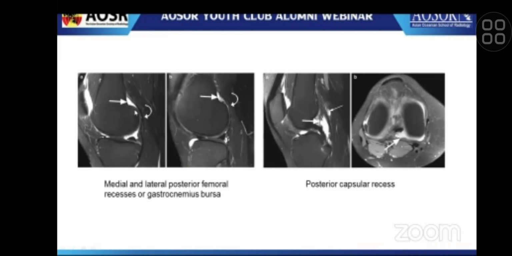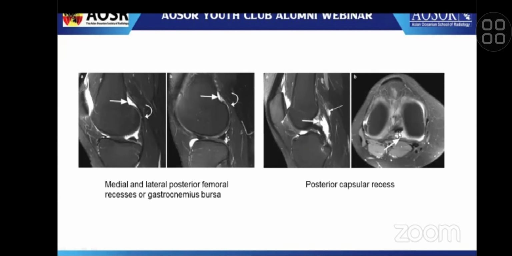And we have recesses, the medial and lateral posterior femoral recesses or gastrocnemius bursa, in the posterior aspect of the femoral condyles. And we have a posterior capsular recess, which is the outpouching of the synovium just behind the posterior cruciate ligament.